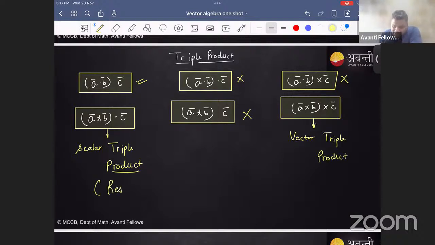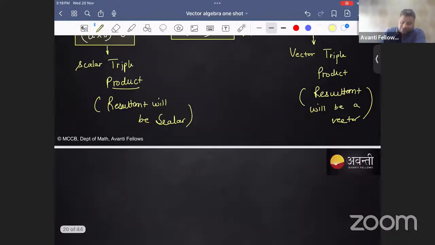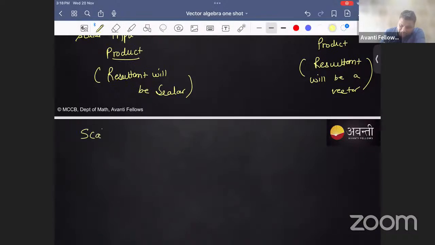Why do we call it scalar triple product? Because the resultant will be a scalar. And here, the resultant will be a vector. So first one is resultant will be a scalar. That is why we call it scalar triple product. Second one is resultant will be a vector. That is why we call it vector triple product. Now we will start with scalar triple product.